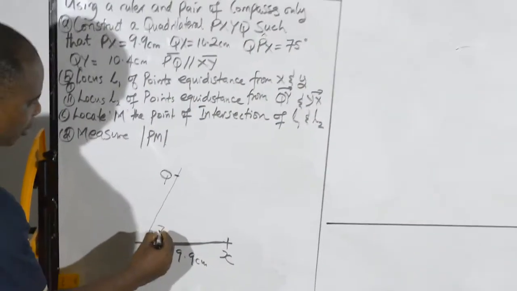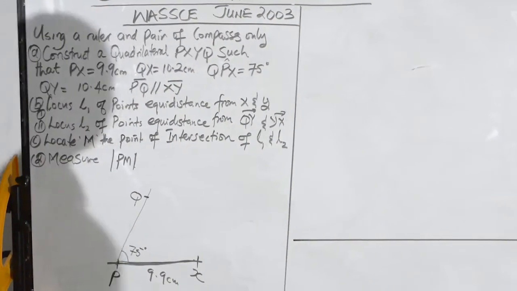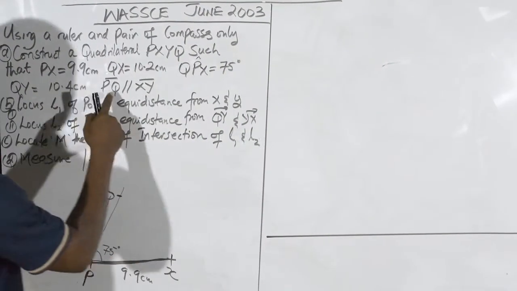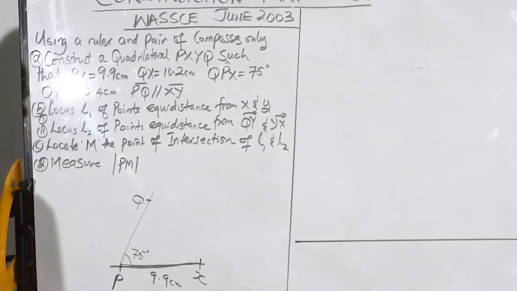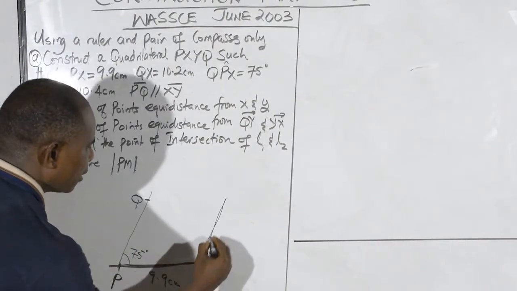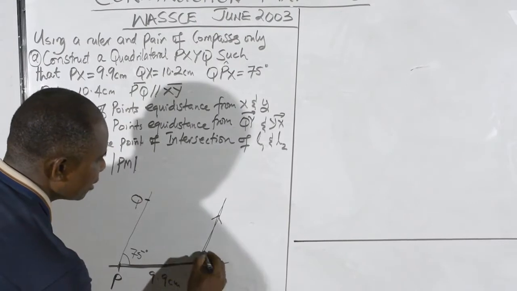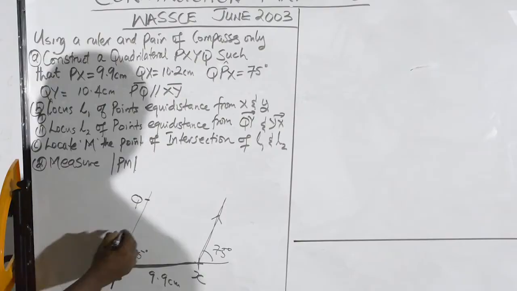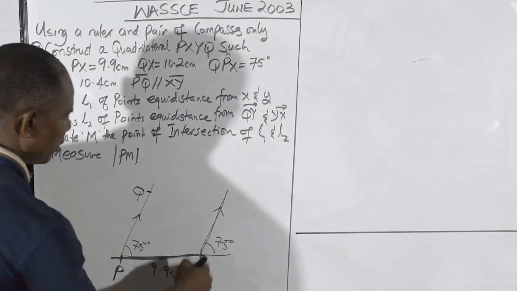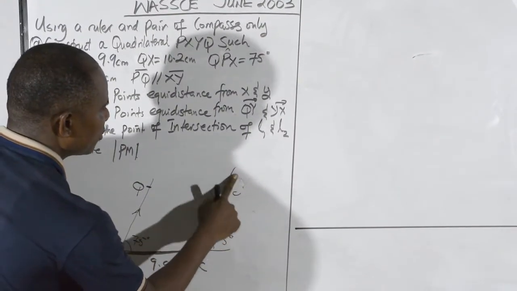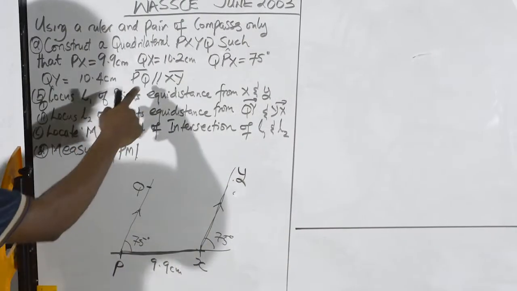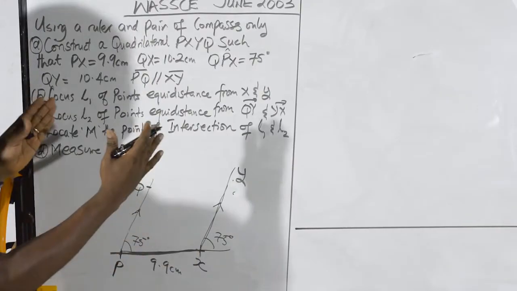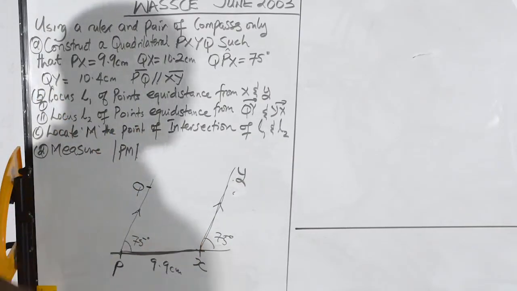That is Q, such that this angle becomes 75. Now since PQ is parallel to XY, I must have another line here that must be parallel. It's going to be the same angle, because these parallel lines will form the same corresponding angles. So that is the meaning of it. I should have a Y somewhere there. So now we have PQ parallel to XY. They are parallel lines, and parallel lines never meet, so they have the same corresponding angles.